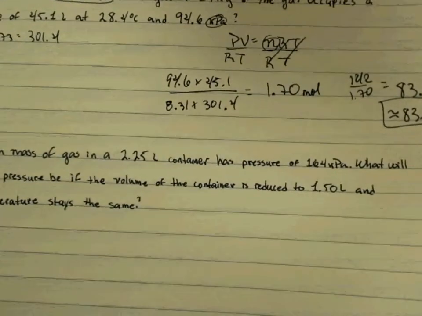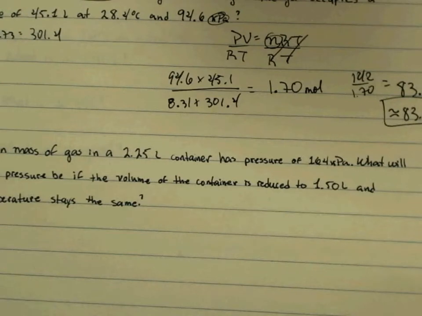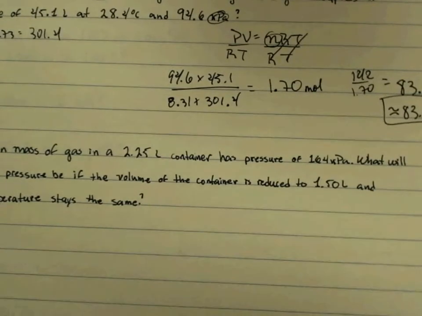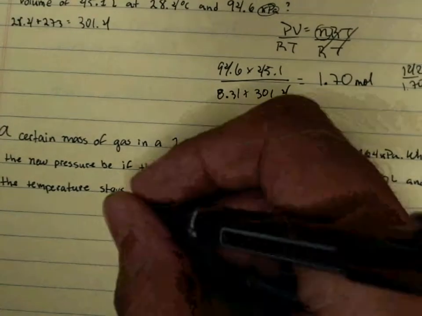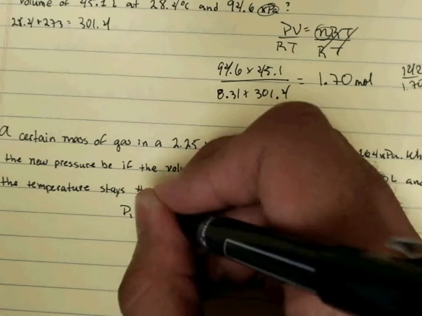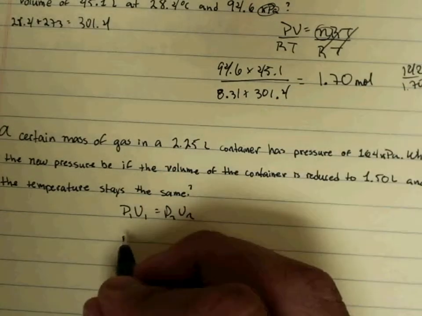And lastly, a certain mass of a gas in a 2.25 liter container has a pressure of 164 kilopascals, whereas the volume of the container is reduced to 1.5. So I have a container and I am going to pressurize it. I'm going to reduce how much space it has available. So I'm going to use my P1 V1 equals P2 V2. So I'm going to plug that in.